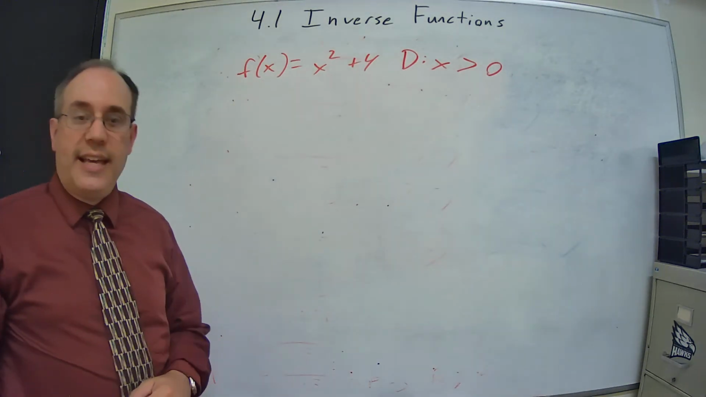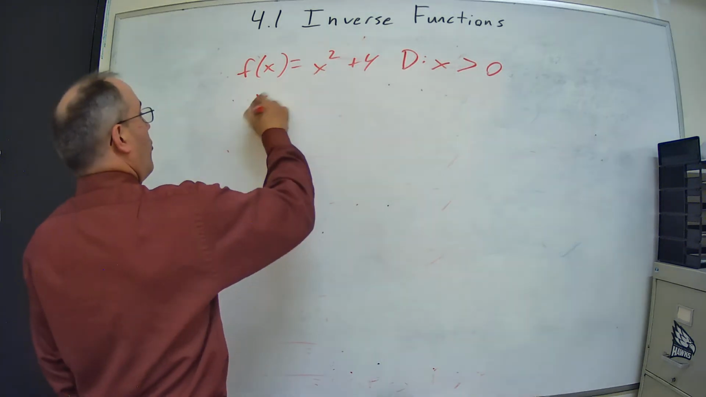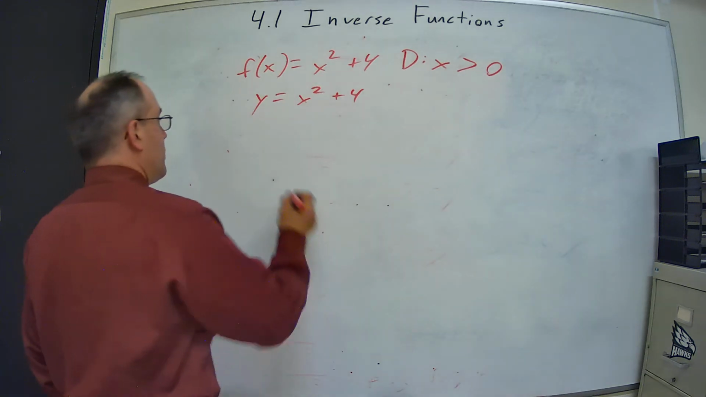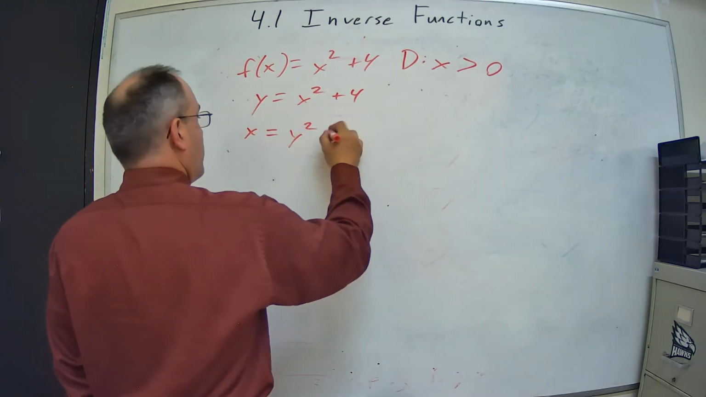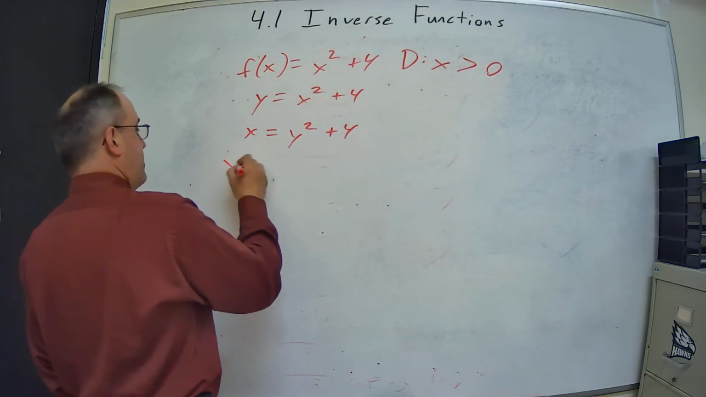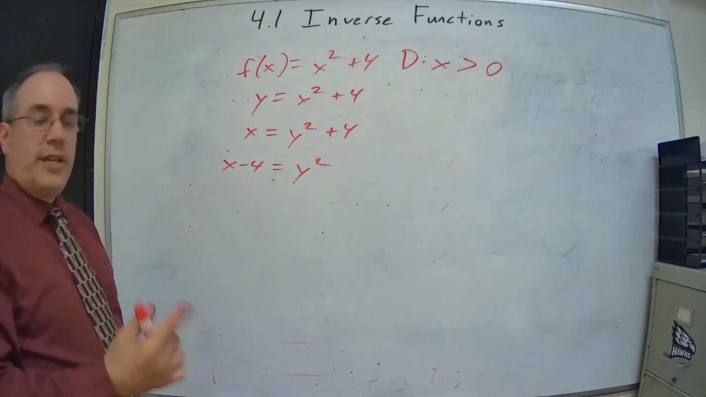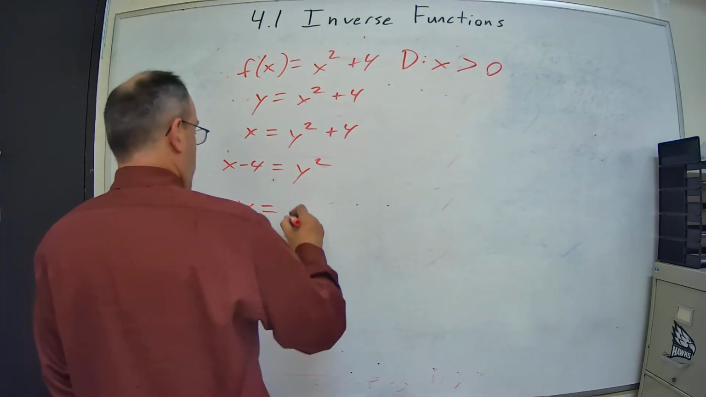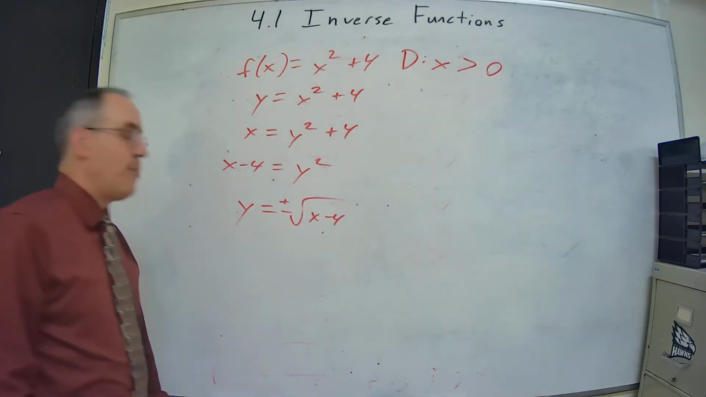So we want to find the inverse of this function. Y is equal to x squared plus 4. Change x and y. X is equal to y squared plus 4. Solving for y, subtract 4 from both sides. X minus 4 is equal to y squared. We take the square root of both sides. And y is equal to the square root of x minus 4. And we would normally say plus and minus.